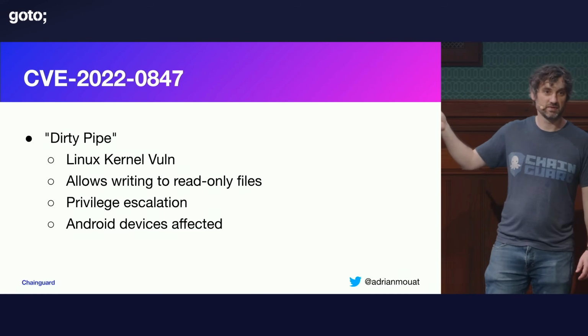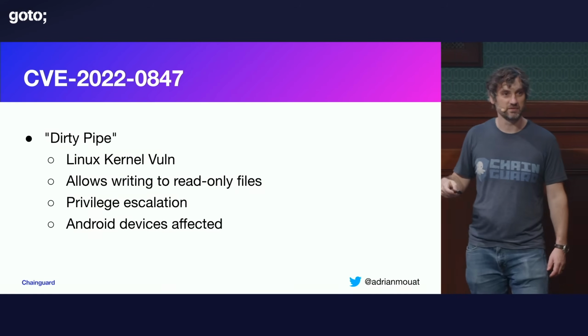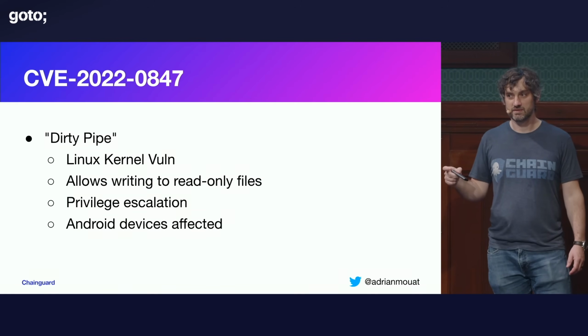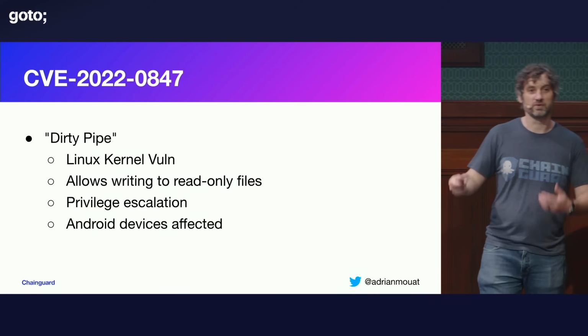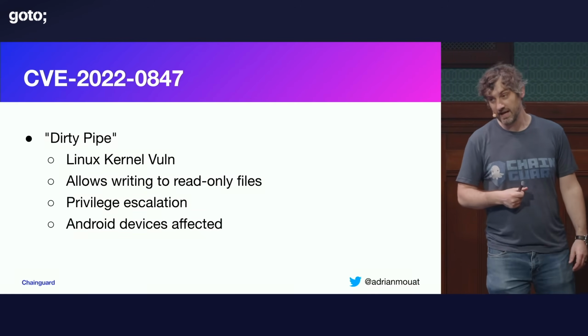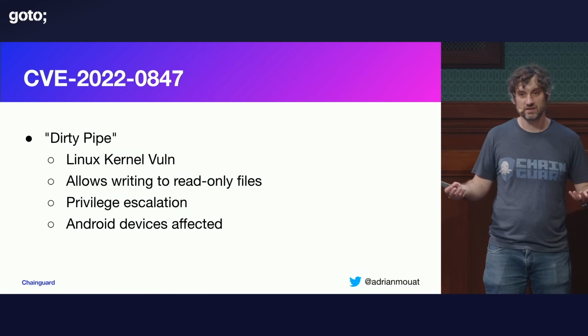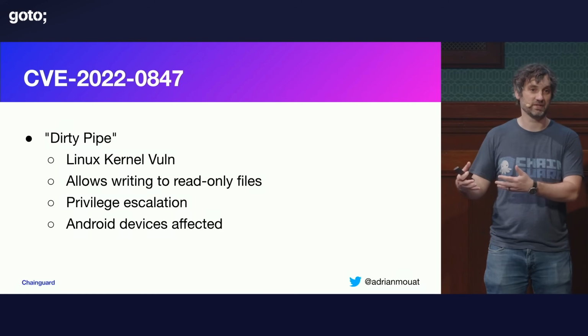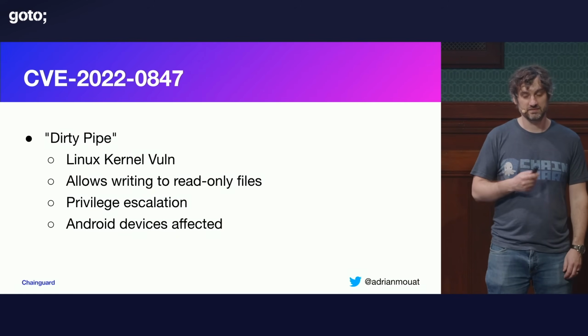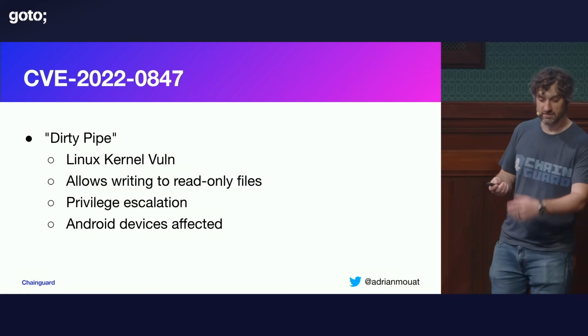And Dirty Pipe was named after Dirty Cow. Do people remember Dirty Cow? That was from 2016, and that was a copy-on-write attack. And if you go back and look at that, you'll find that there were dozens or hundreds of malicious Android applications released that attack this vulnerability, the Dirty Cow vulnerability.